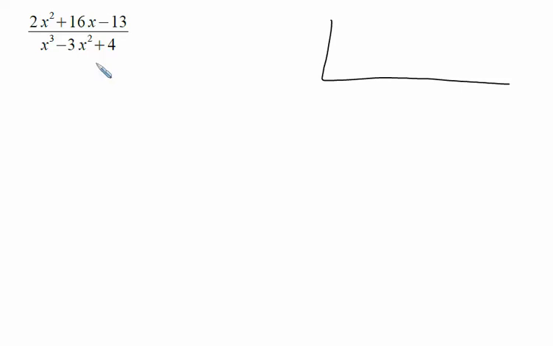In this case, I'm just going to try some values out. Like if we plug in a -1, -1 cubed is a -1. This would be minus 3, which would be a -4. -4 plus 4 is 0, so I'm going to go ahead and do synthetic division.